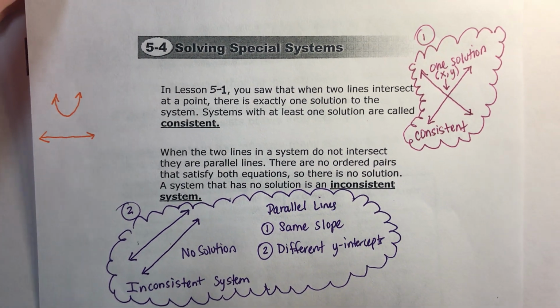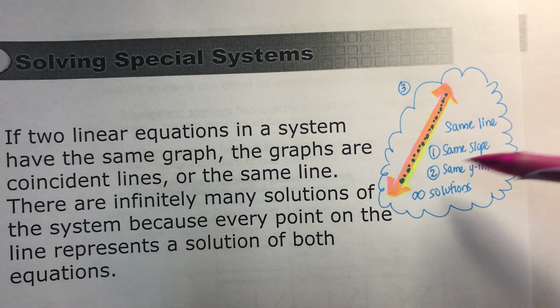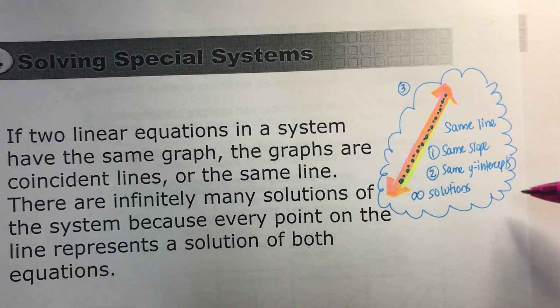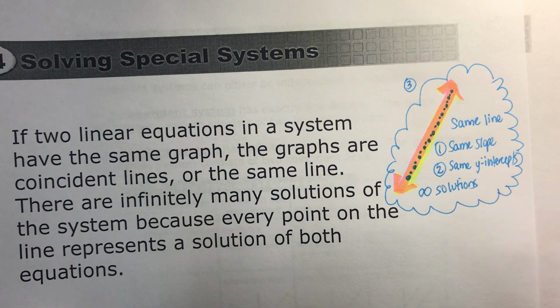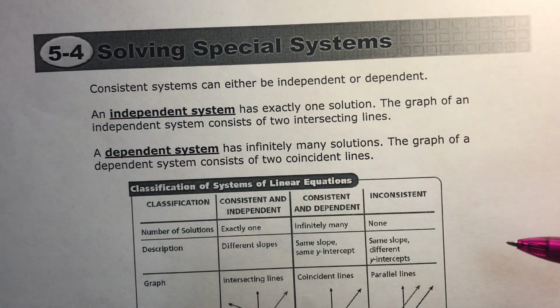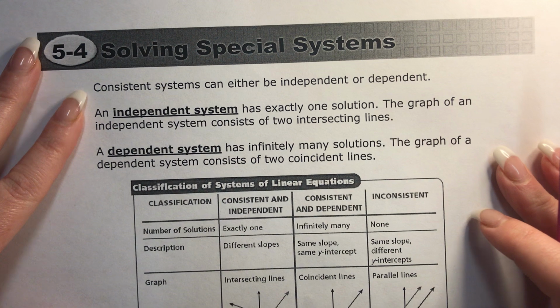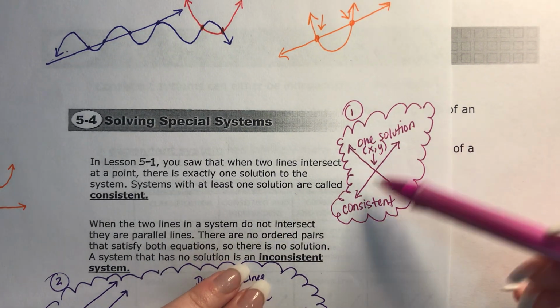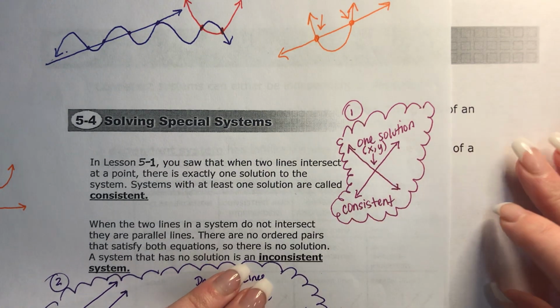And then we talked about a third type. That third type was if you have the same line, which has the same slope and same y-intercept, then you have an infinite amount of solutions, but we didn't really put a vocabulary term on that. So let's go ahead and read this next part. It says consistent systems. So far, what we've talked about when it comes to consistent is 2 lines with one intersection. That is a consistent system, right?